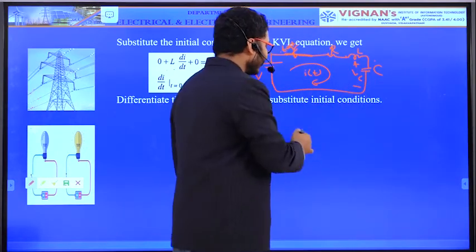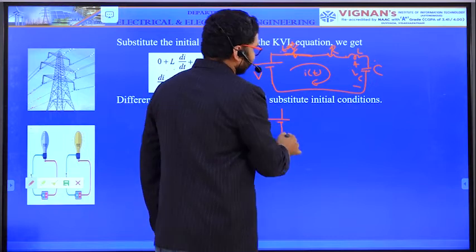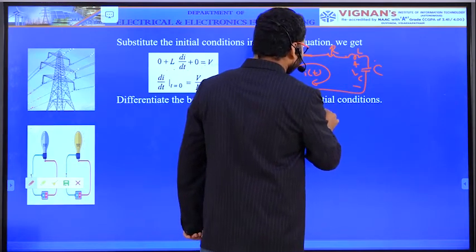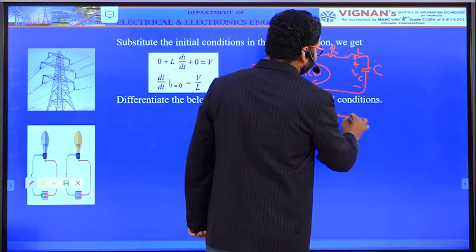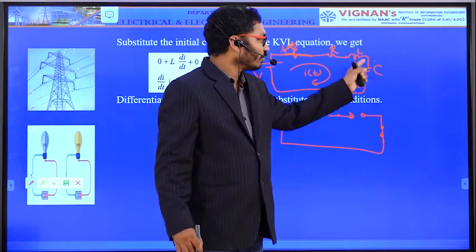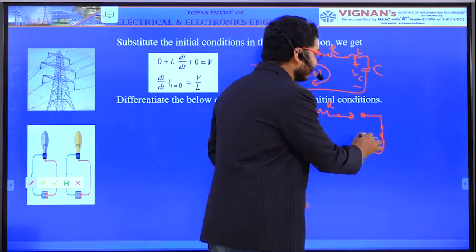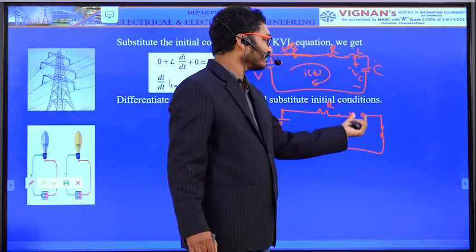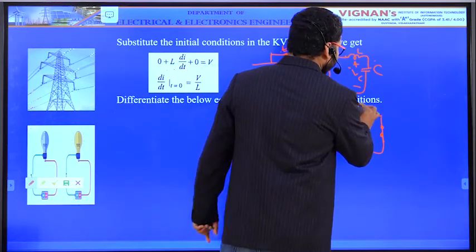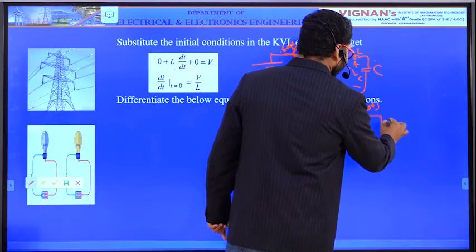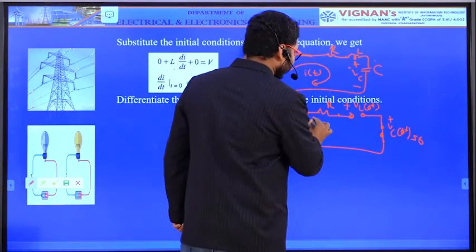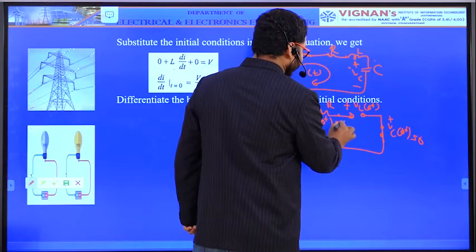Already I told, initially the inductor acts as an open circuit, capacitor acts as a short circuit. At t equals to 0, voltage across capacitance is 0, it means make it short. At t equals to 0, current through the inductance is 0, which means it is open. So it means VL of 0 plus, VC of 0 plus is 0. Current through I of t, I of 0 plus is 0.